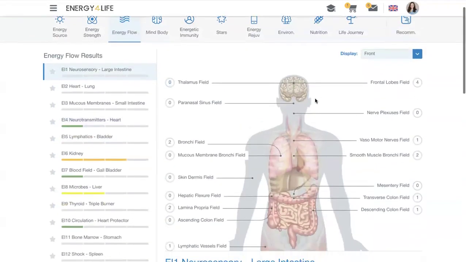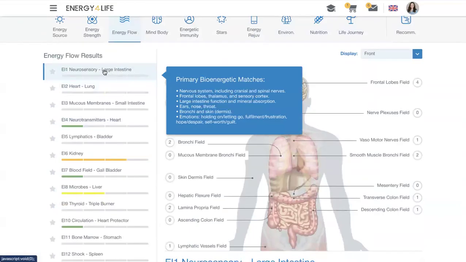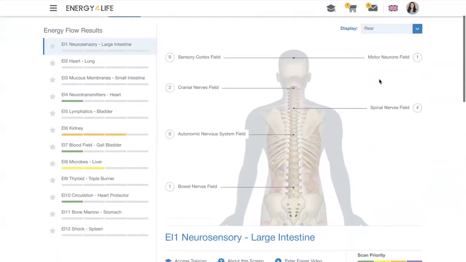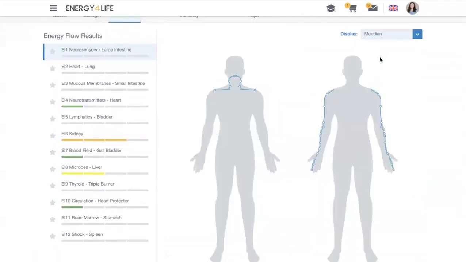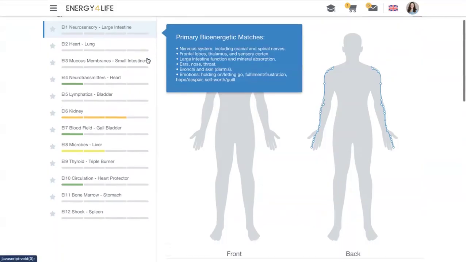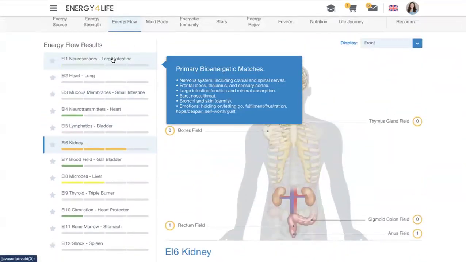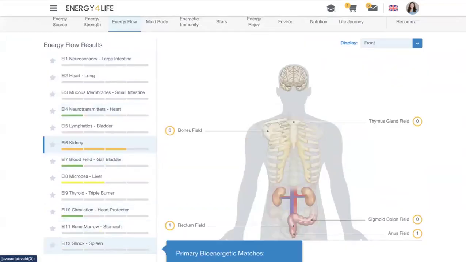You can see how the specific, in this case, organ is affected from the front, from the back, as well as the meridian that impacts. Because often people say, oh, I have a pain somewhere there, and this can explain why there's an imbalance. So there's no purples here today, so I personally wouldn't give too much attention to this tab.